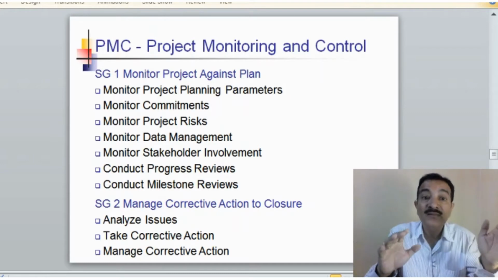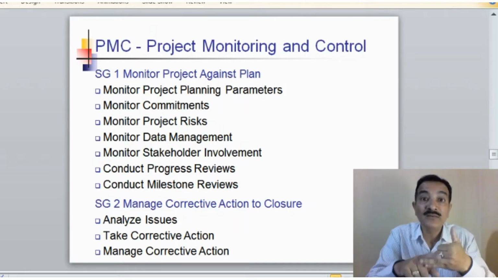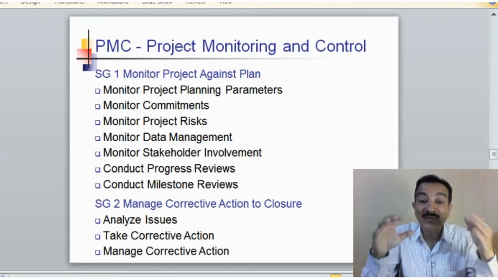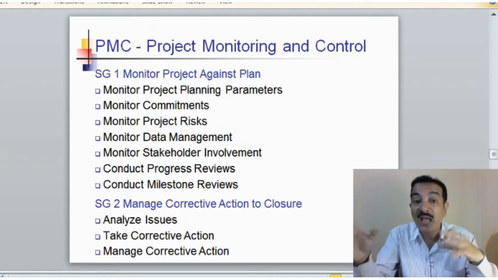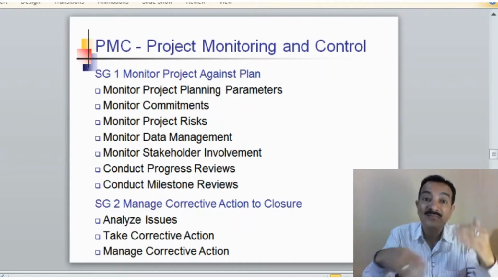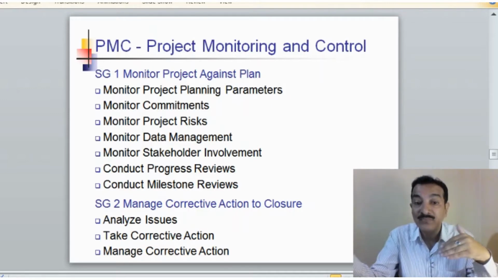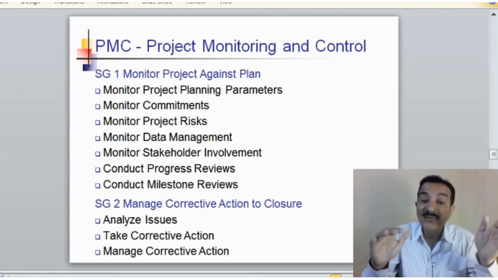So what are the things that you will monitor? You will monitor the project planning parameters. You will monitor the commitment of the people. You will monitor the risks. So whether the risk has occurred, and the records have to be there. So whether the risk has been communicated to the higher level management. What is the status of the risk? Okay, you will monitor the data.